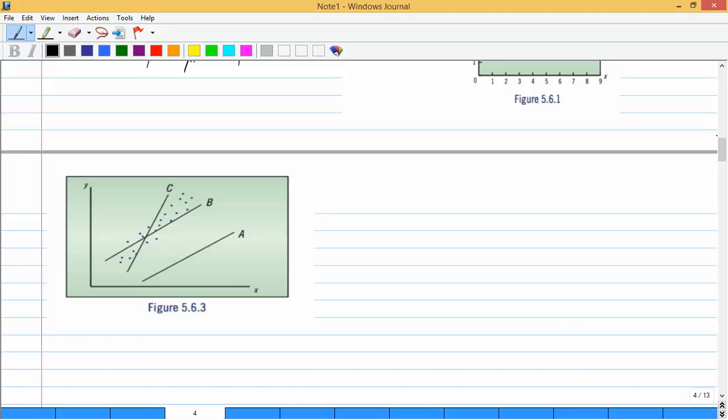B does an okay job. C really does not do a good job, in my opinion. So it would be easy for me to estimate a line by just drawing one through the center of the data. But that's not what's done. There are actually mathematical formulas that you can use to find a line that best fits the data.